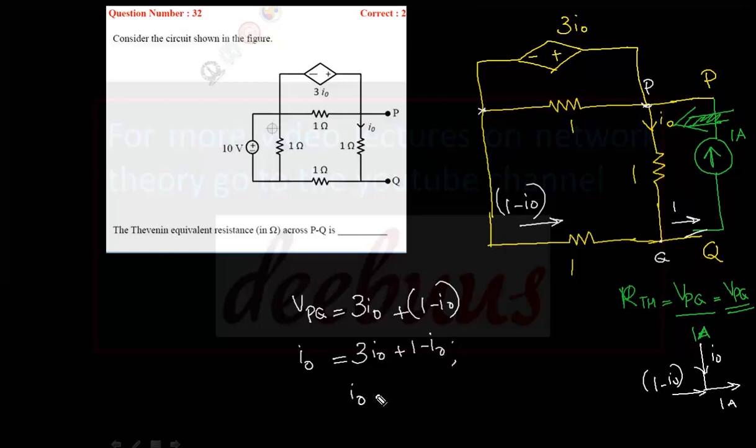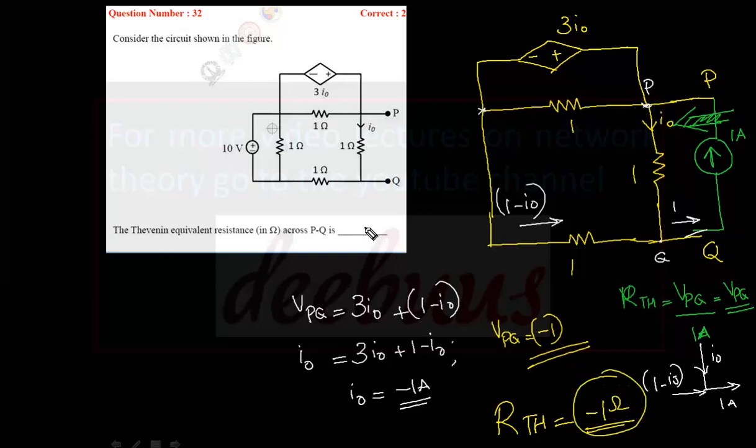From that I can calculate I0. I0 equals 2I0 minus 3I0, that is, I0 equals minus 1 ampere. As I0 equals minus 1 ampere, voltage across PQ, right? Voltage across PQ equals the current flowing, minus 1 ampere, into the resistance, which is given as 1 ohm itself. So voltage across PQ is minus 1 volt. So now the Thevenin resistance is this minus 1 ohm itself, right? So the answer is minus 1 ohm.